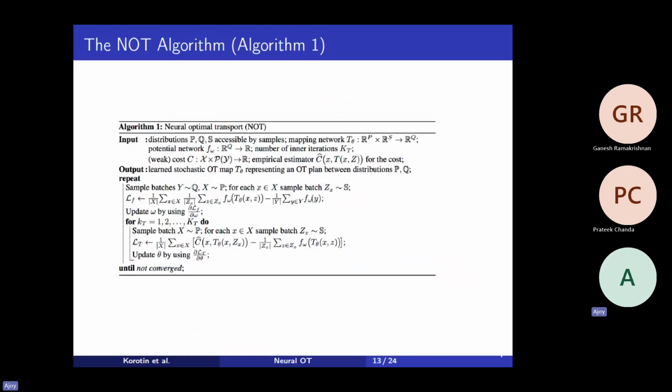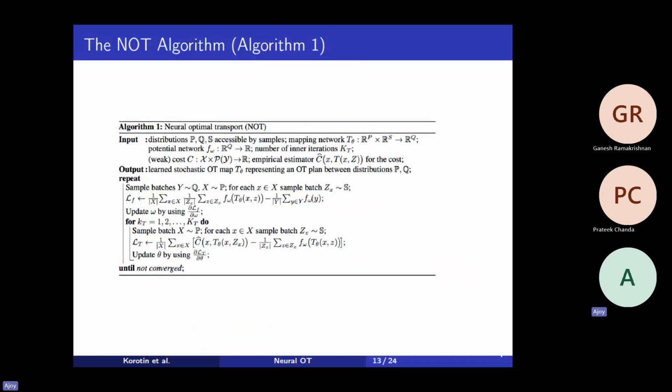So I'll explain the algorithm better with the pseudocode. What they do is they do it in batches. For every iteration they sample y from the output data, and for each x they sample a z_x from the noise distribution which they assume. And for that, the first thing they do is backpropagate the critique function. So this is the loss function for the critique function. He wants to minimize this loss.